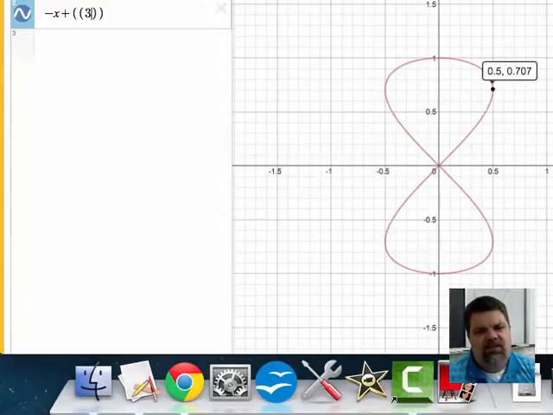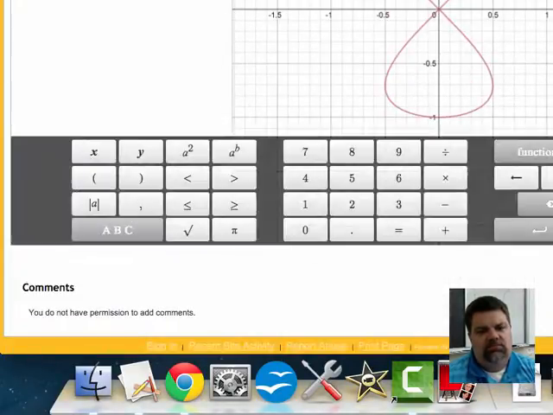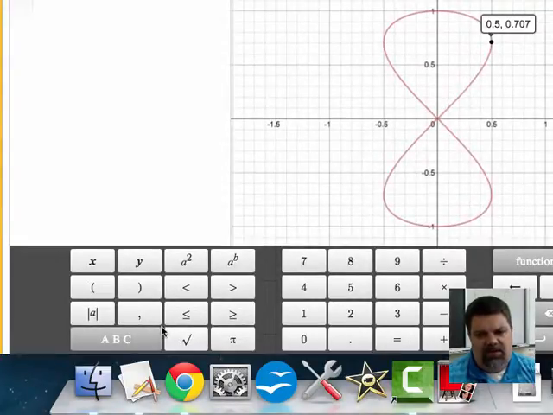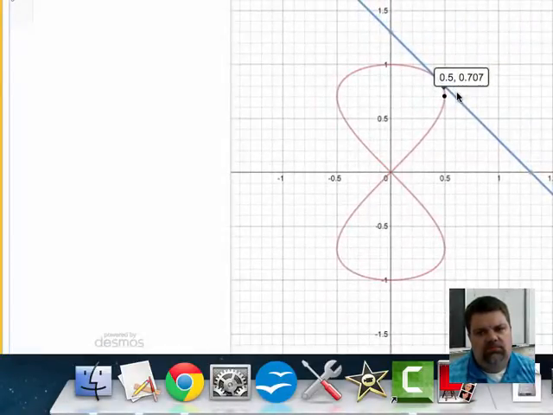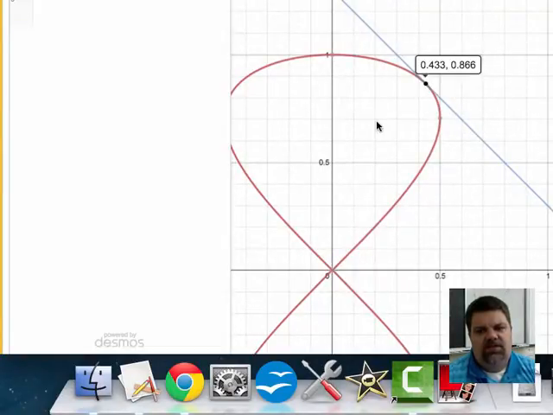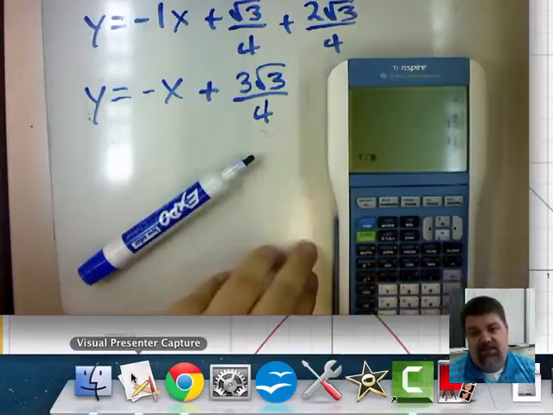So let me plug this in. It just takes a second. It's a lot of work. I've got to pull up my square root symbol. And there it is. When I graph it, there's the line. And guess where it zooms in at? Let me try and turn this point off. Click on it. The point of intersection is 0.433, comma 0.866.